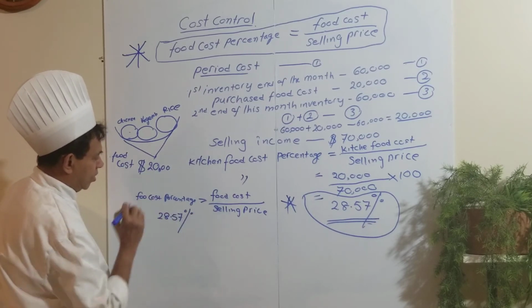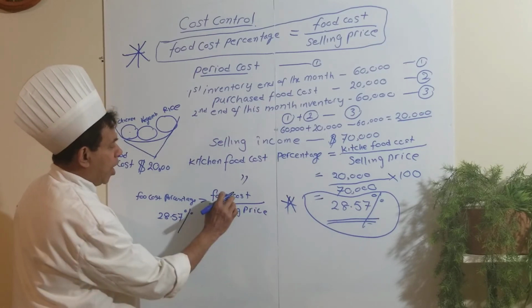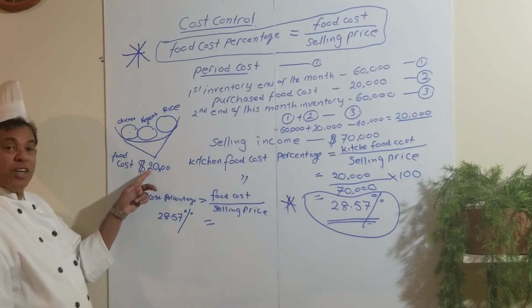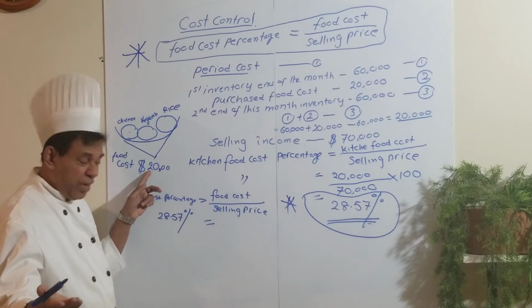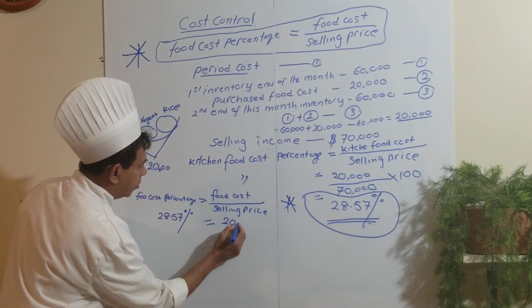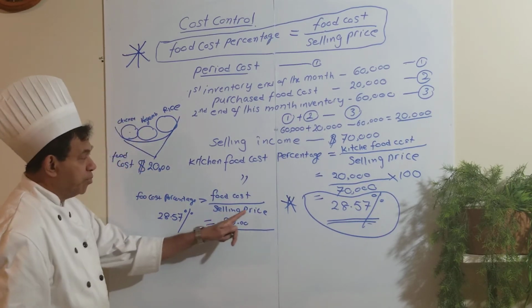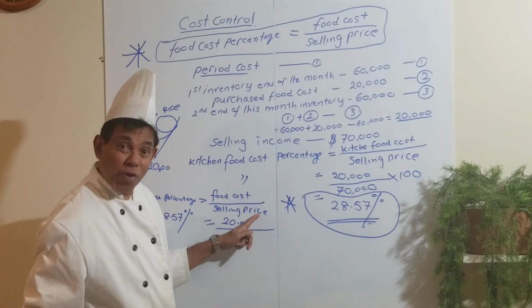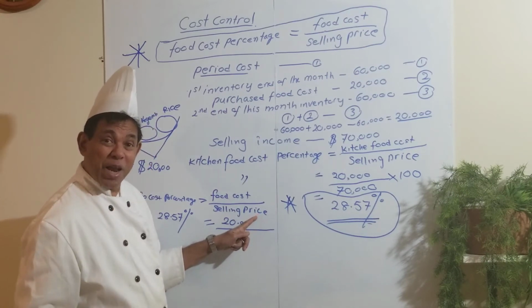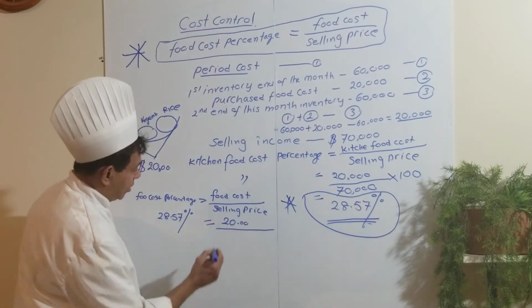Food cost percentage, always, is equal to my food cost. I said $20, imaginary figures, $20. And the selling price is the price I want to find out now to give to the management or for the a la carte menu. This is my selling price.